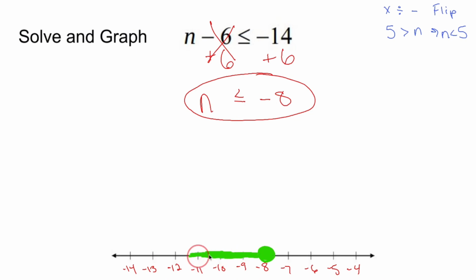N is less than or equal to negative 8 means I can pick any number that's smaller than negative 8 and including negative 8. I could take that number and plug it into the original problem. So if I took like negative 14, negative 14 minus 6 is less than or equal to negative 14. Negative 100 is way over here. Negative 100 minus 6 is less than or equal to negative 14. I can plug in negative 8 because we're including negative 8. Negative 8 minus 6 is less than or equal to negative 14. That's what that green shading represents, and we're done.